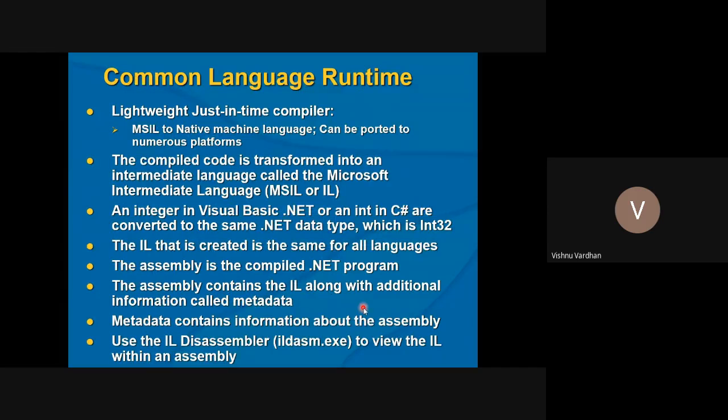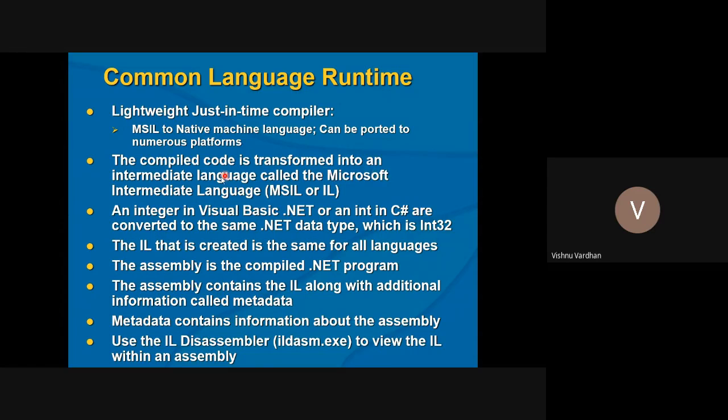Then the common language runtime is a lightweight just-in-time compiler. MSIL means Microsoft Intermediate Language. Now it is called simply IL. The original term is MSIL, Microsoft Intermediate Language; nowadays it is only IL. Okay. So this native machine language can be ported to numerous platforms. You can create this MSIL on Windows, then shift that to a Mac system. It's a lightweight compiler, and wherever your framework is installed in that machine, the MSIL can be converted into the native code.